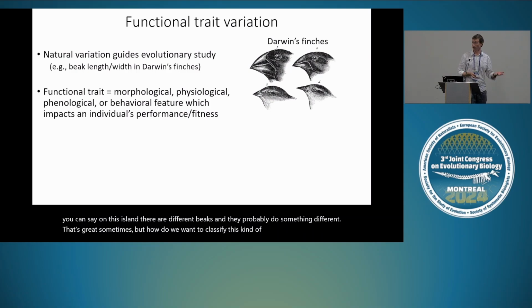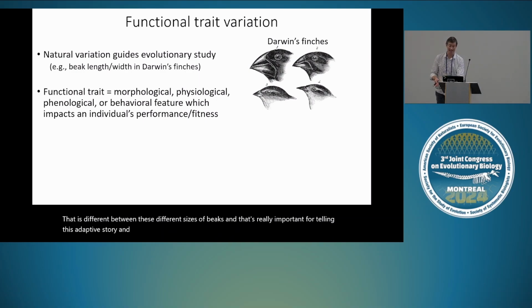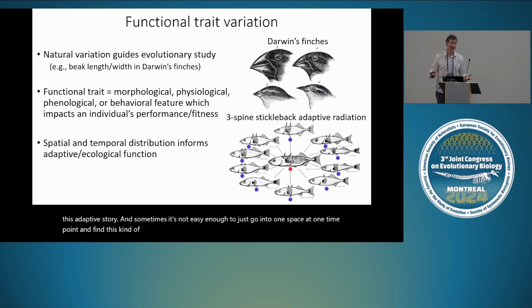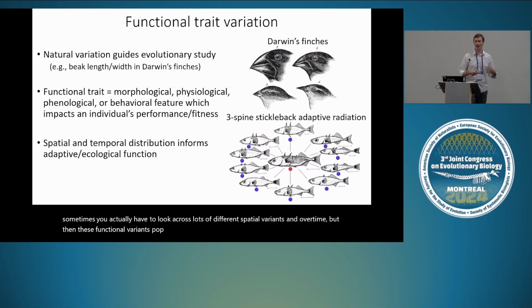Oftentimes we use the term functional trait because we suppose that there's some kind of specific function that is different between these different sizes of beaks. And that's really important for telling this adaptive story. And sometimes it's not easy enough to just go into one space at one time point and find this kind of variation. In the case of stickleback, which is what I study, sometimes you actually have to look across lots of different spatial variants and over time, but then these functional variants pop up. You're able to identify and tell adaptive stories about what's happening with the kinds of traits that we see.